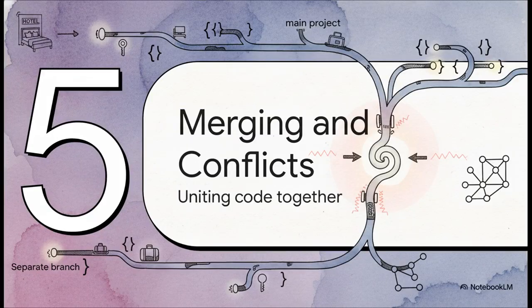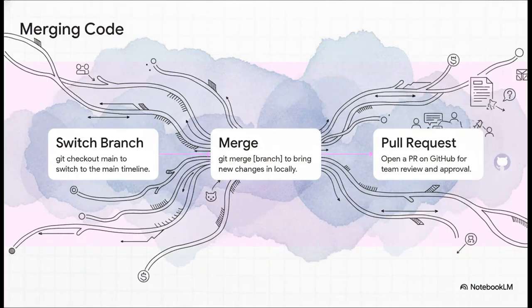Section 5, merging and fixing conflicts. Okay, so your feature is done on its separate branch. To unite it back with the main project, you essentially have 2 paths. Locally, step 1 is to switch back to your main timeline using git checkout main. Step 2 is to run git merge feature branch to bring those new changes right on in.